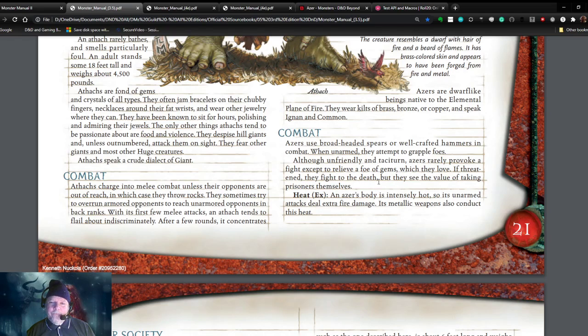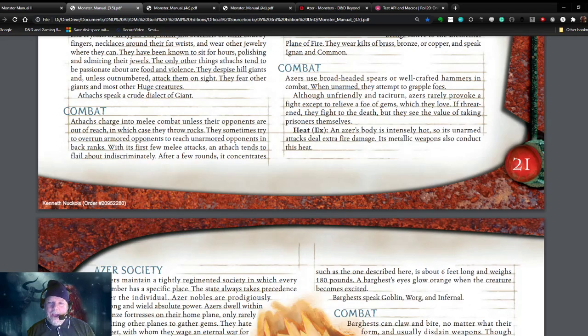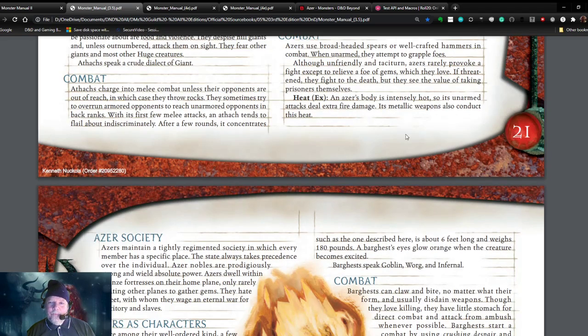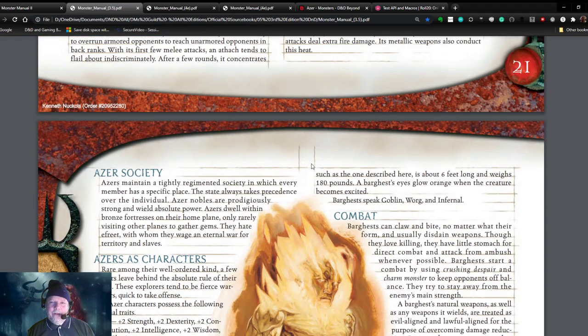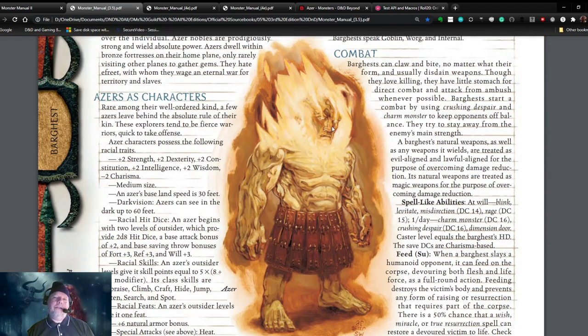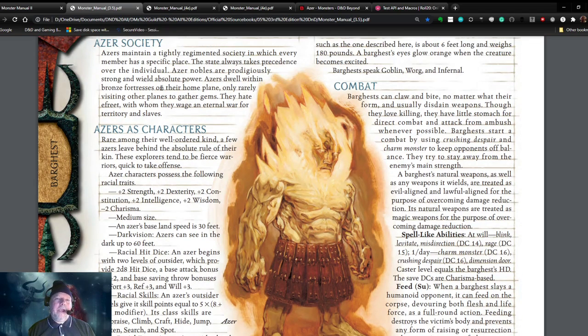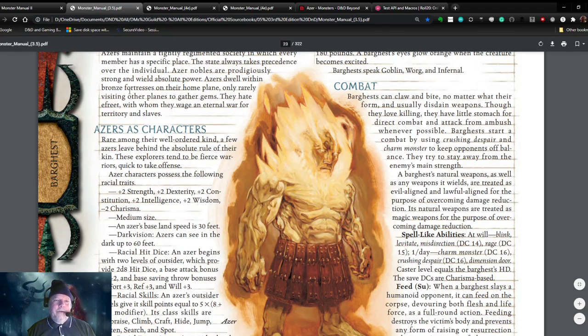Azers rarely provoke a fight, except to relieve a foe of gems, which they love. If threatened, they'll fight to the death, but they see the value of taking prisoners themselves. And the Azer's body is intensely hot, so its unarmed attacks deal fire damage, and its metallic weapons also conduct this heat. Now, here is what the Azer looks like in 3rd edition. And we talked a little bit about their society.